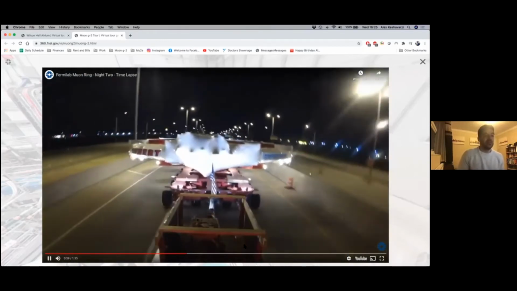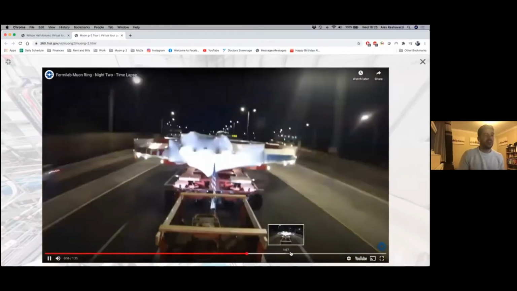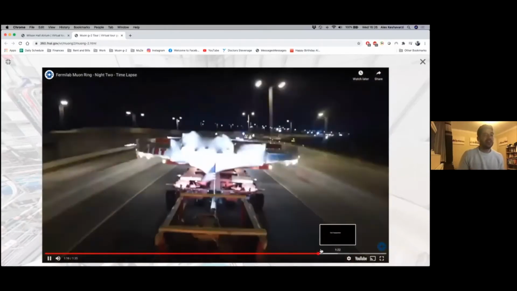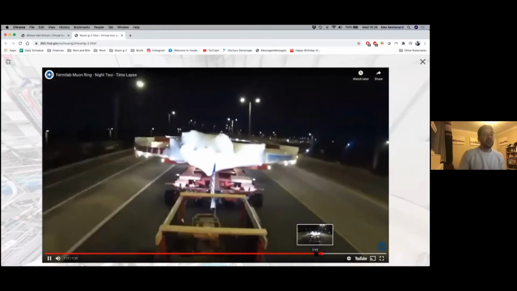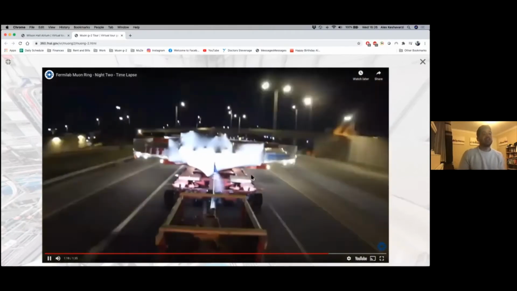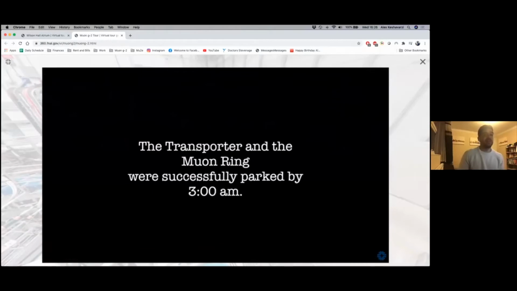We don't have to watch all of this. There's a lot of it just traveling along the road, right? And it gets faster and faster. But you can tell that it was a really, really long process, and they had to do that to make sure the ring was stable and it wouldn't get damaged.